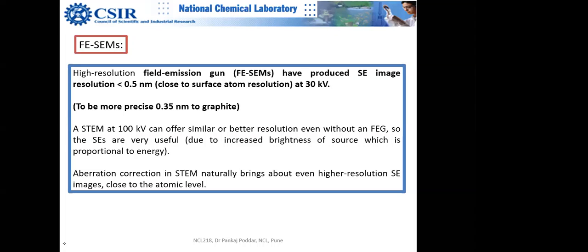I mean, the electron beam is more monochromatic, and if it is monochromatic, then there is less chromatic aberration. So you can see the images much more clearly. You can see that the resolution has gone down to almost 5 angstrom.